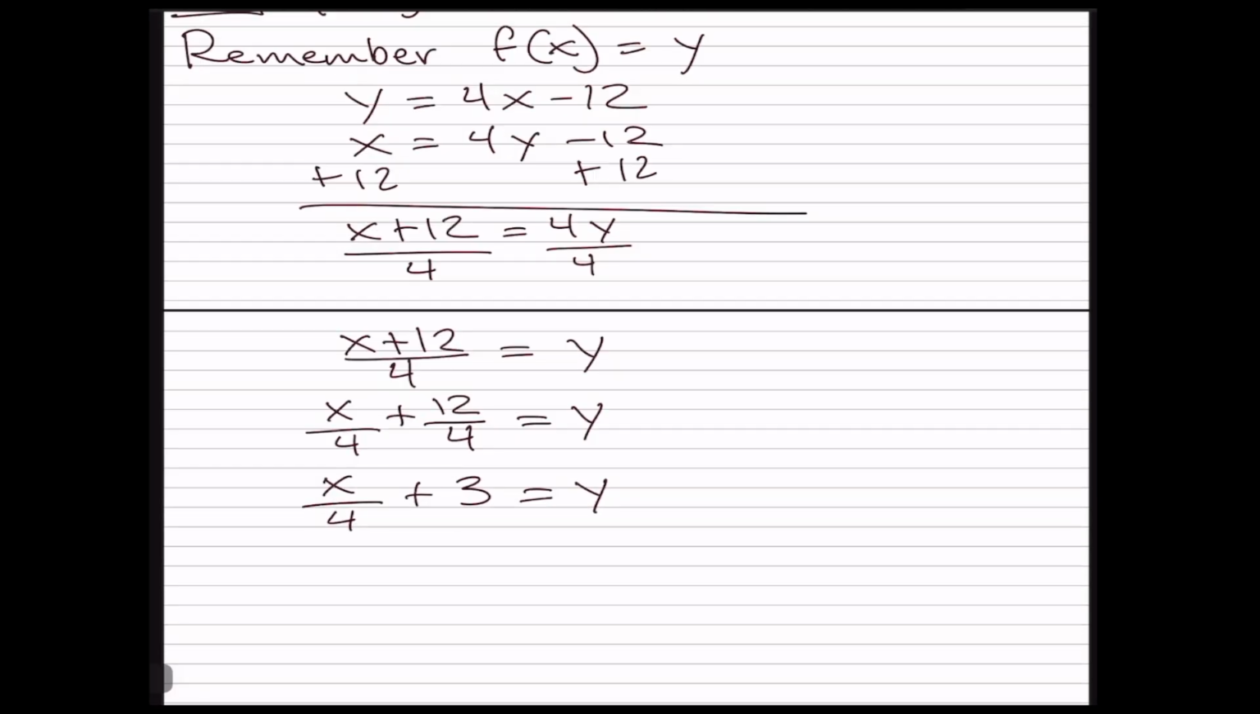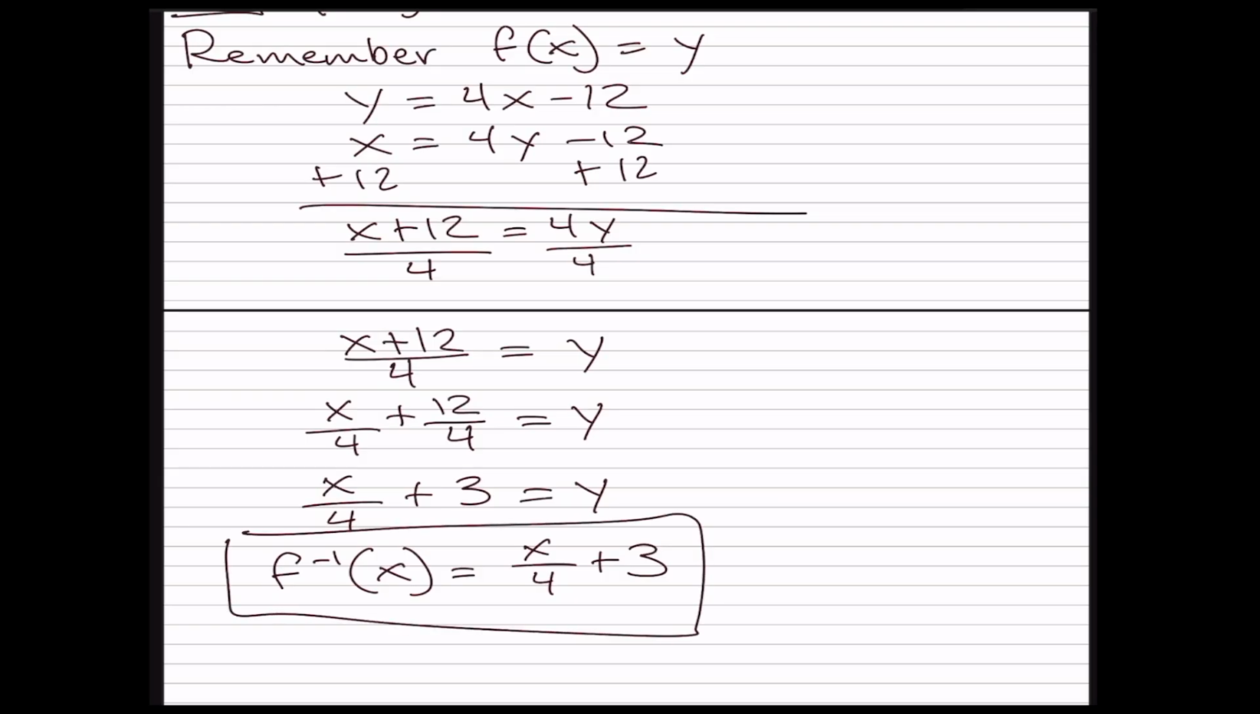Now our last step is to write that in function notation. So we have f inverse of x is going to equal x divided by 4 plus 3. And we're done. So fairly simple, right?